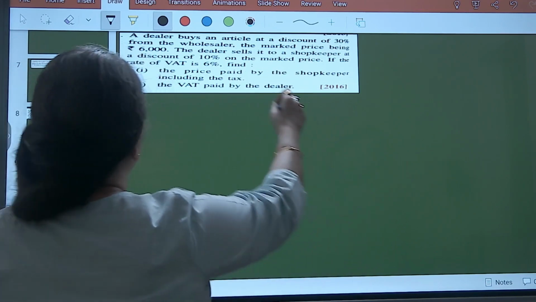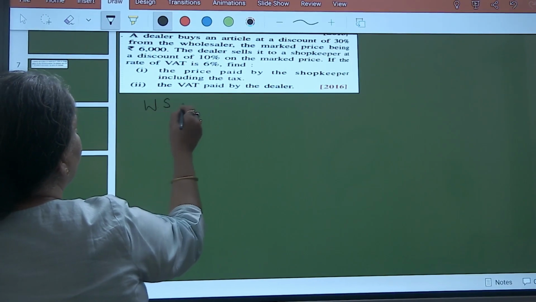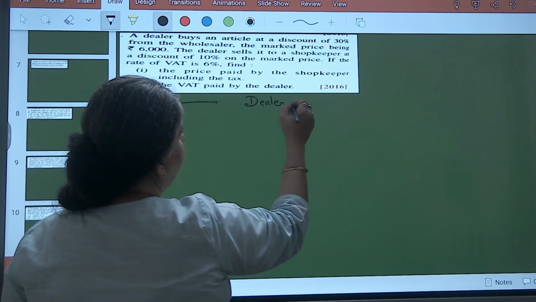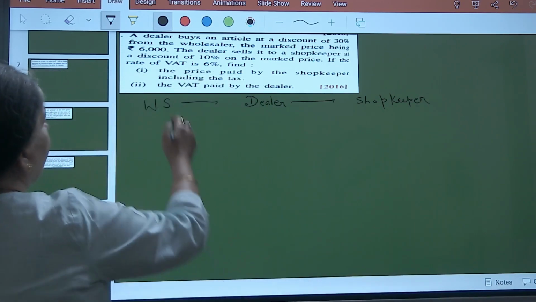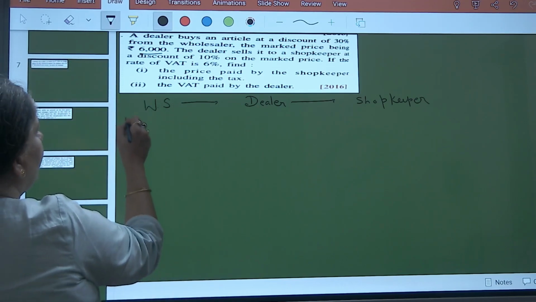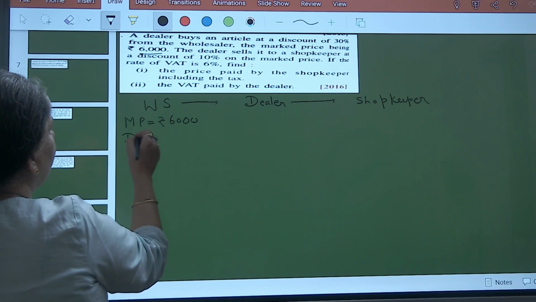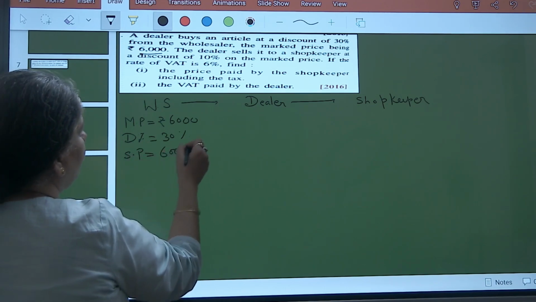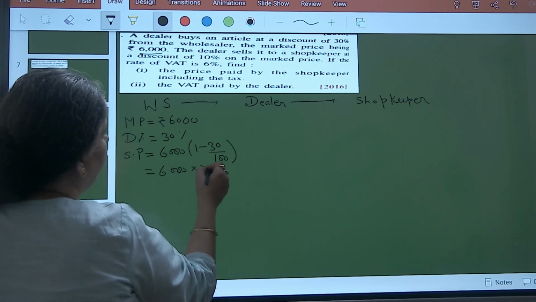Again, we see, the dealer buys it from the wholesaler. So we'll write the chain, that is the part of buying and selling. So the wholesaler is selling it to the dealer and the dealer is selling it to the shopkeeper. Okay. See, the dealer buys at a discount of 30% from the wholesaler, marked at rupees 6,000. So the mark price of the article is rupees 6,000 and the wholesaler is giving a discount of 30%. That is, he is selling the article for, we can calculate in this manner, 6,000 multiplied by 70 upon 100.